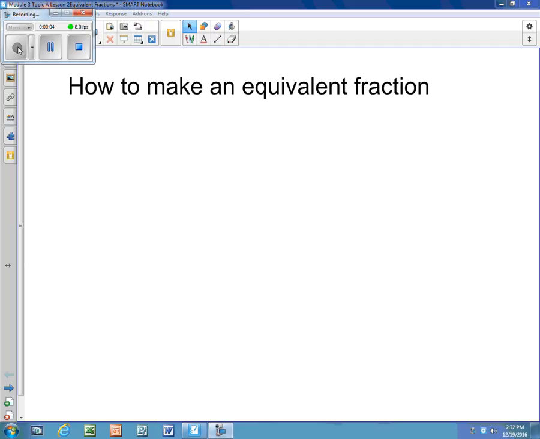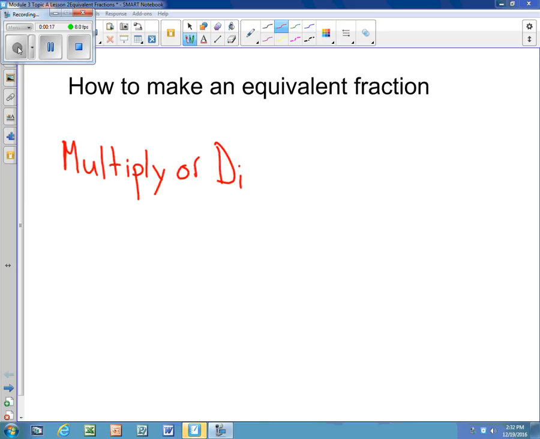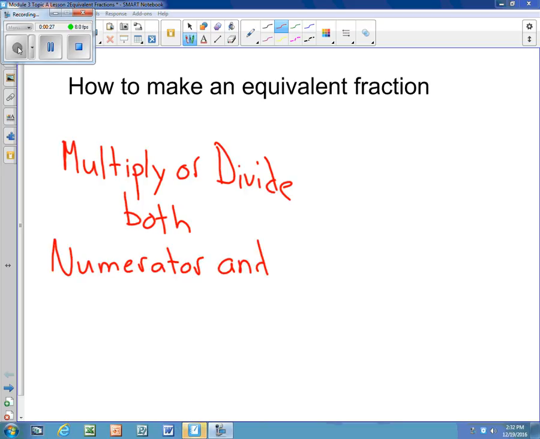This is Module 3, How to Make Equivalent Fractions. We have to remember that to make equivalent fractions, we multiply or divide both the numerator and the denominator by the same number.